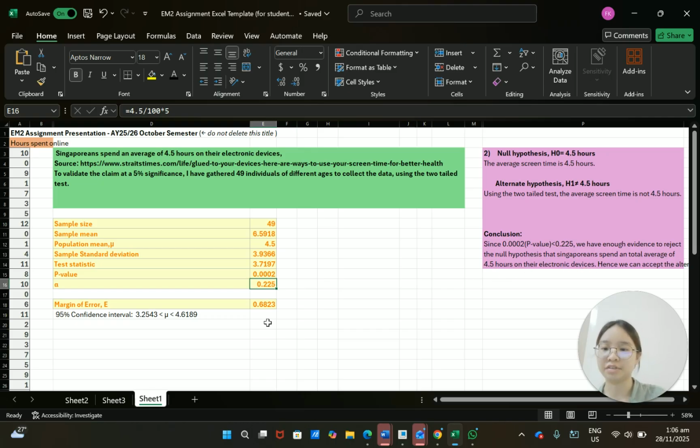And then the margin of error, it shows us how far our data might stray away from the actual population data. So here I have a 95% confidence interval. It is 95% because we are claiming this at a 5% significance. So this is the range that our values might range from.